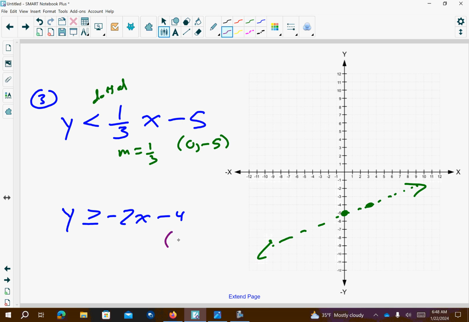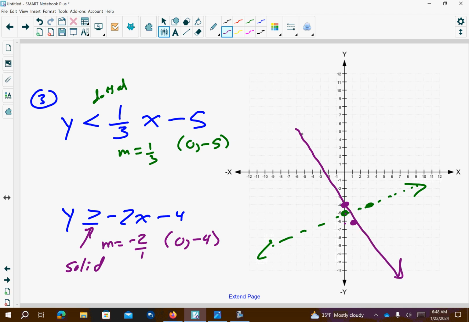The next one, I have (0, -4). So (0, -4) is down here. My slope is negative 2 over 1. So from this point, I'm going to go down 2, right 1. Now, because I have this little equal sign here, it's a solid line. So a solid line. And this time, because we're graphing inequalities, we're not worrying about where the graphs actually cross.